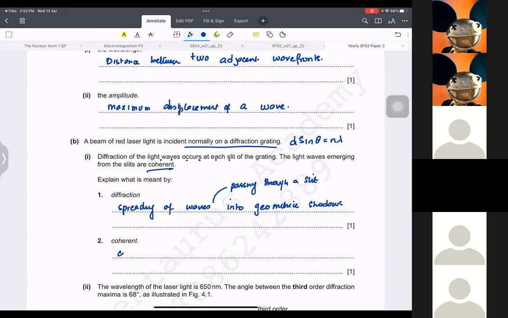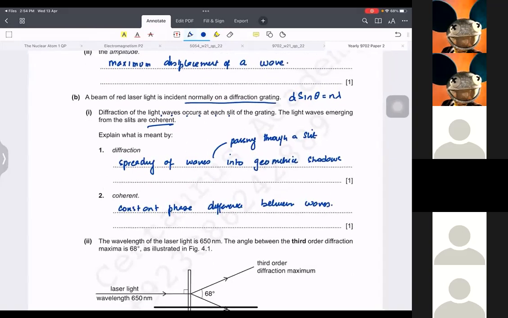Now, what is coherent? Coherent means constant phase difference between waves. The full definition is: two waves are said to be coherent if they have a constant phase difference.